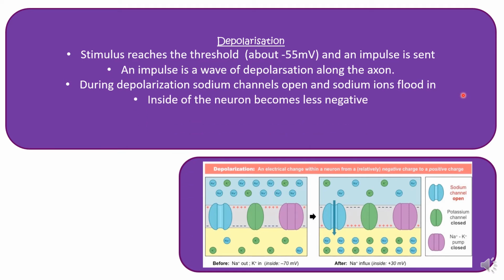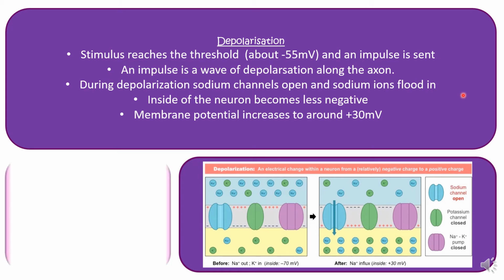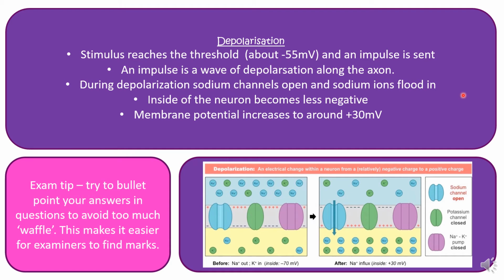During depolarization, the inside of the axon becomes less negative. So the charges flip. Previously, during resting potential, it was positive on the outside and negative on the inside. That then flips and it becomes positive on the inside of the axon and negative on the outside. There is quite a nice diagram later on to help you visualize this as well. The membrane potential increases to around plus 30 millivolts. Again, we'll have a look at that on the action potential spike later.